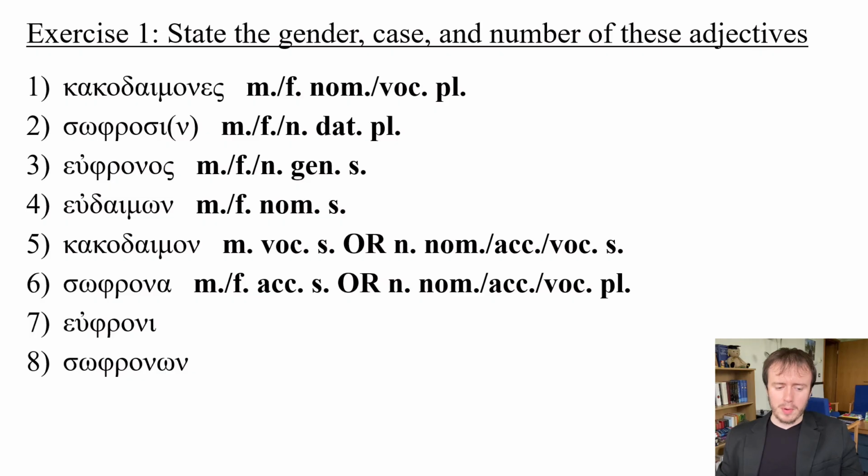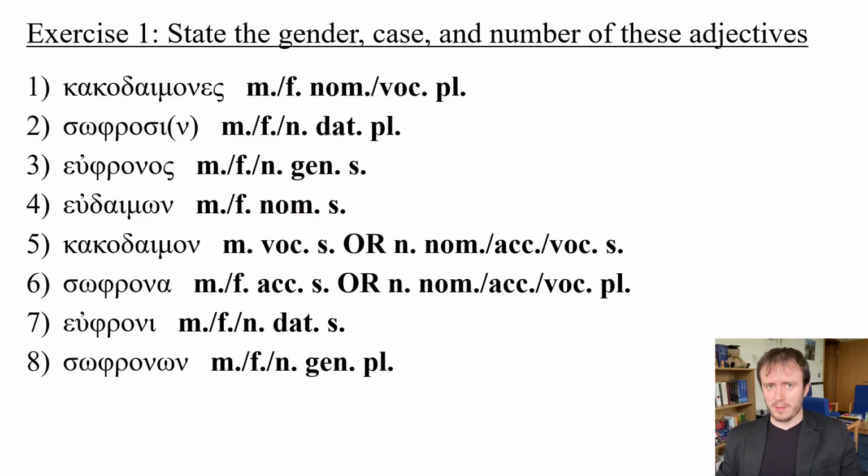Number 7, euphroni, is masculine or feminine or neuter dative singular. And finally, number 8, sophronon, is masculine or feminine or neuter genitive plural.